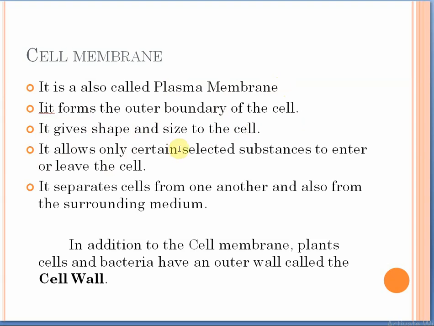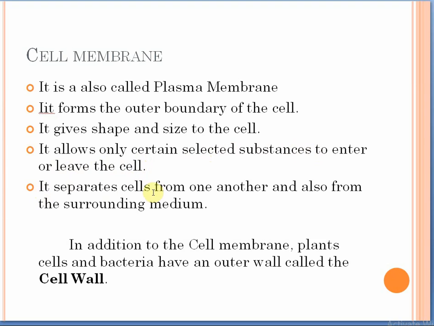Number four, it allows only certain selected substances to enter or leave the cell. Which substances will be allowed to enter inside the cell? Only those substances which are required by the cell will be allowed to enter. Those substances which are harmful will not be allowed to enter, and the waste materials will exit from the cell.